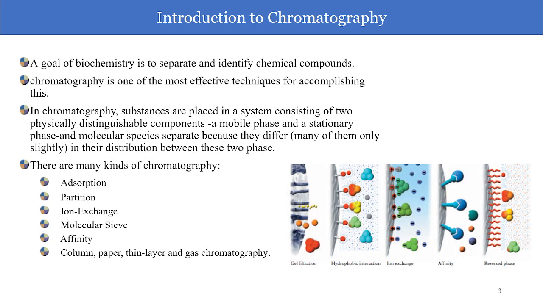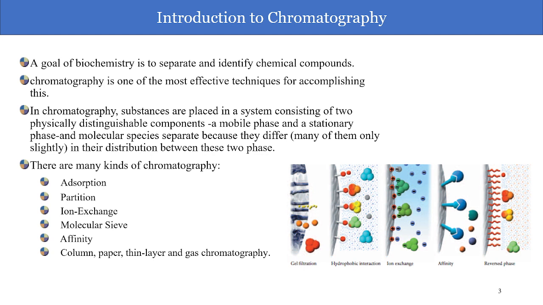So let us introduce you to chromatography. A goal of biochemistry is to separate and identify chemical compounds. Chromatography is one of the most effective techniques for accomplishing this separation and identification from a mixture of chemical compounds. In chromatography, the substances are placed in a system consisting of two physically distinguishable components, the mobile phase and the stationary phase, and molecular species separate because they differ in their distribution between the two phases.